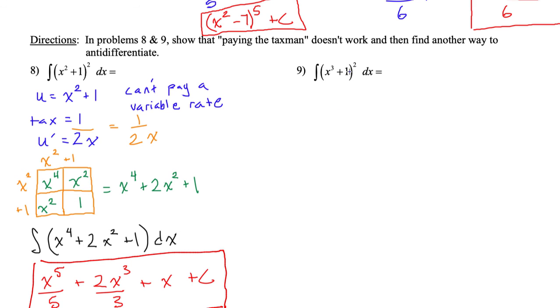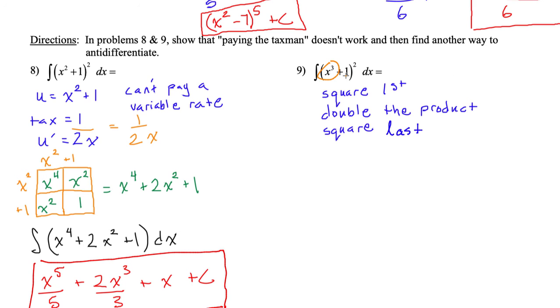And let's actually do the shortcut. So I'm going to square it. Well, let me write down the shortcut in the notes. So I'm going to square the first, double the product, and square the last. I'll do cursive L so it doesn't look like one. Square the last. So the first was x to the power of 3. If I square that, it turns into x to the power of 6.